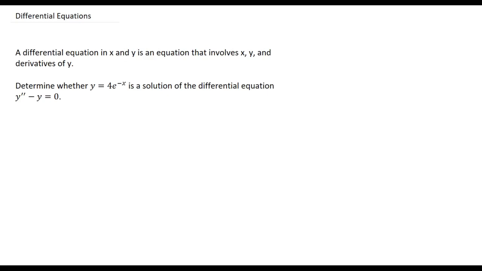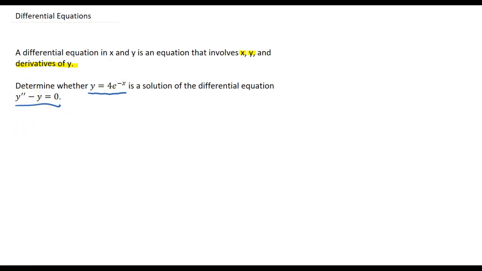Okay, let's learn about differential equations. So a differential equation in two variables, usually x and y, involves x, y, and derivatives of y. That's the new part. And an important skill is figuring out if an equation that you're given is a solution of a differential equation. This is a differential equation because it has that second derivative of y in it.